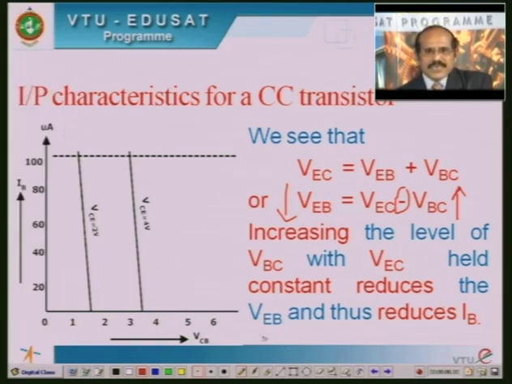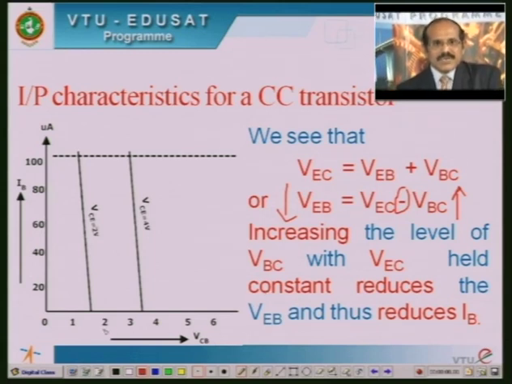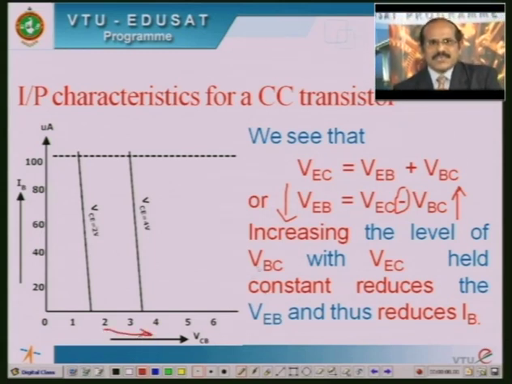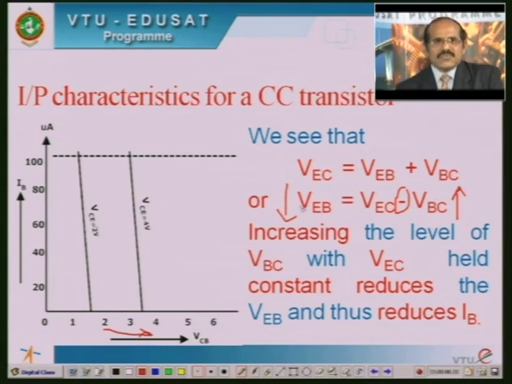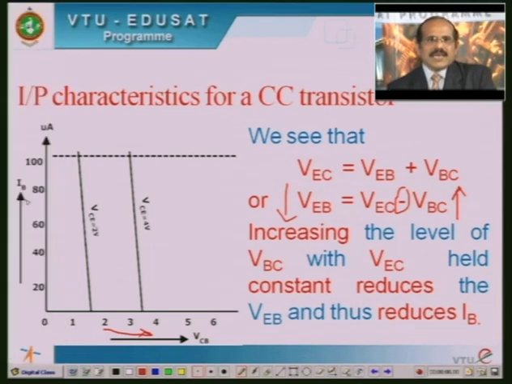So here you can see that I am increasing VBC. When VBC increases, VBE will decrease. When VBE decreases, the IB will decrease. So you are getting the plot in this particular fashion. Whenever VCB increases, correspondingly VBE will decrease. This decrease in VBE reduces the base current IB, and therefore you will get this particular plot here.